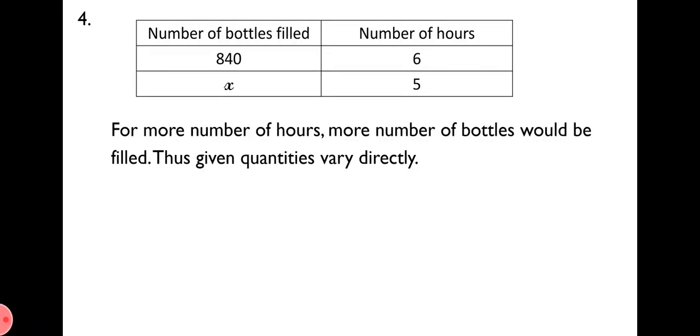Thus the given quantities vary directly, meaning they are in direct proportion, because you can see that if there are more hours, more bottles will be filled. If there are fewer hours, then fewer bottles will be filled. Therefore, 840 upon x equals 6 upon 5. Let us suppose the number of bottles filled in the second case, which we don't know, is x. So we get 840 upon x equals 6 upon 5.